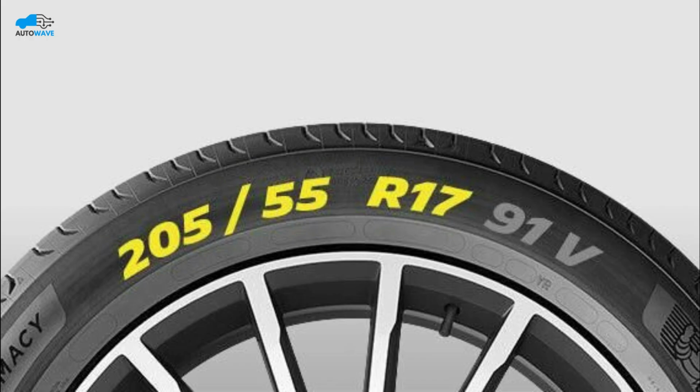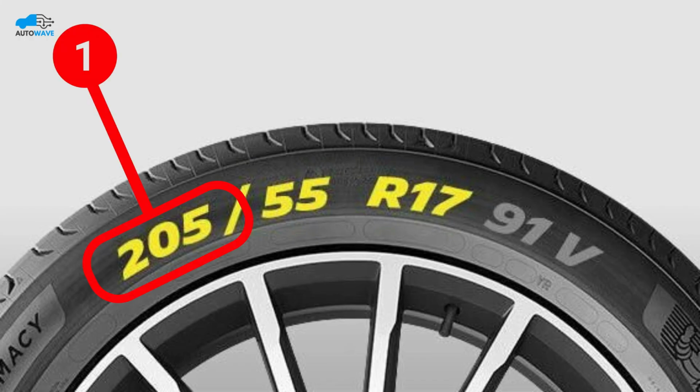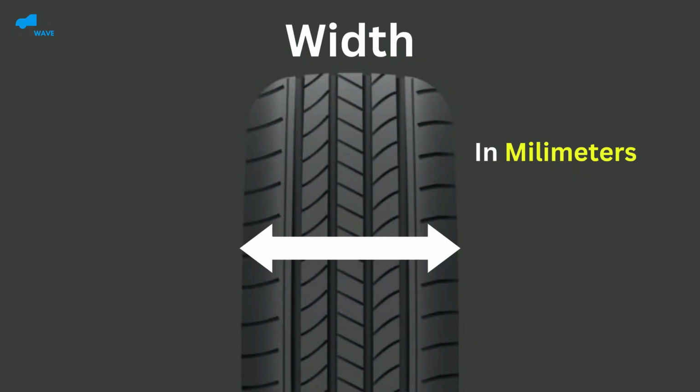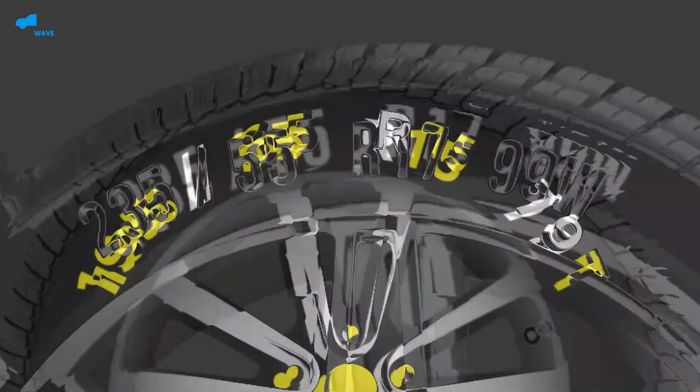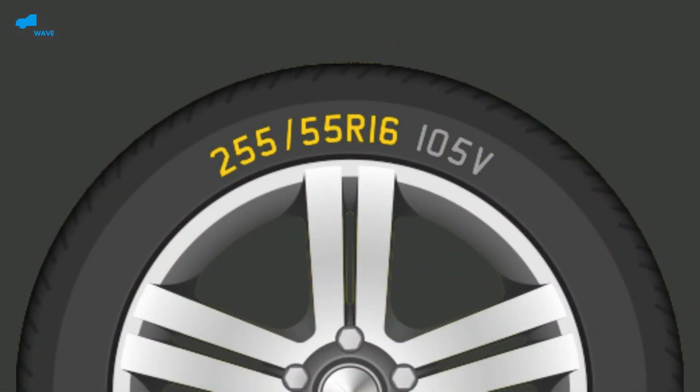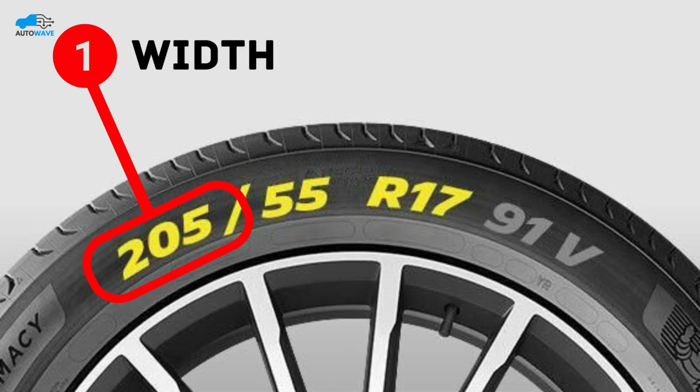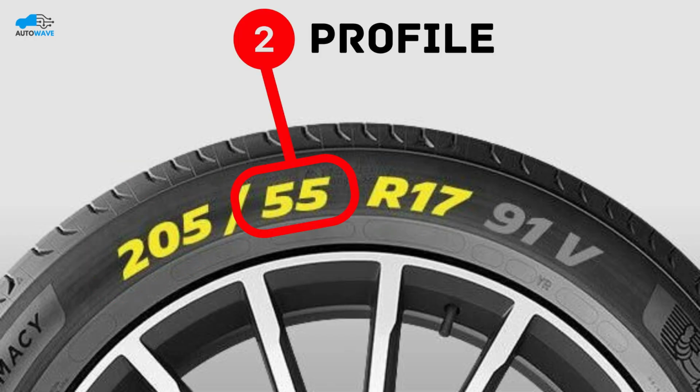on your screen. The first number is written 205. This is basically the width of the tire in millimeters. Looking at this number, we can say that this tire is 205 millimeters wide. Similarly, different ratings can be mentioned on different tires, so the first number was the width of the tire in millimeters. The second number is the profile of the tire.